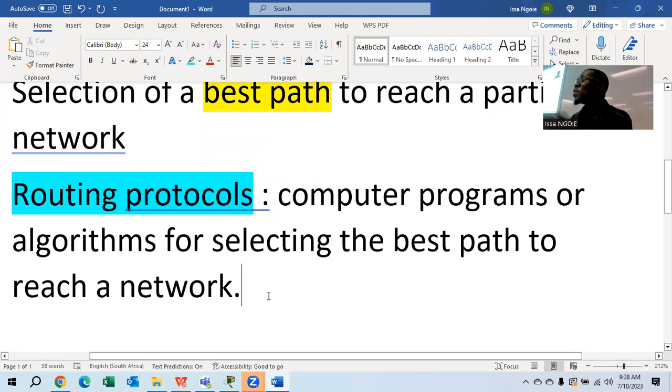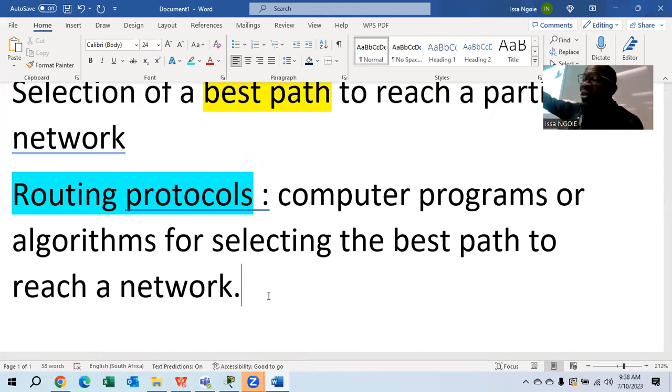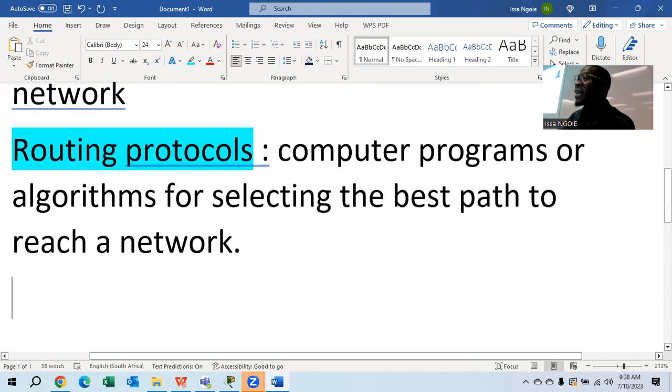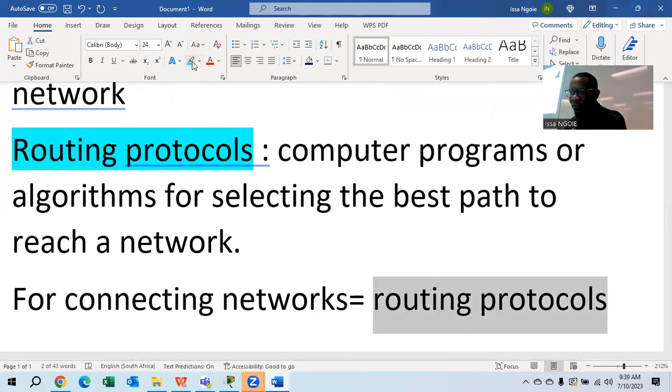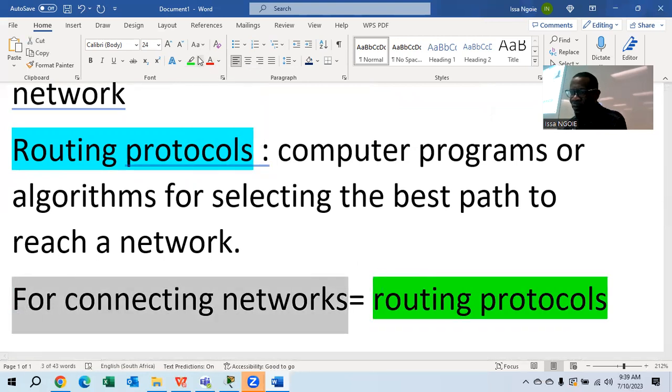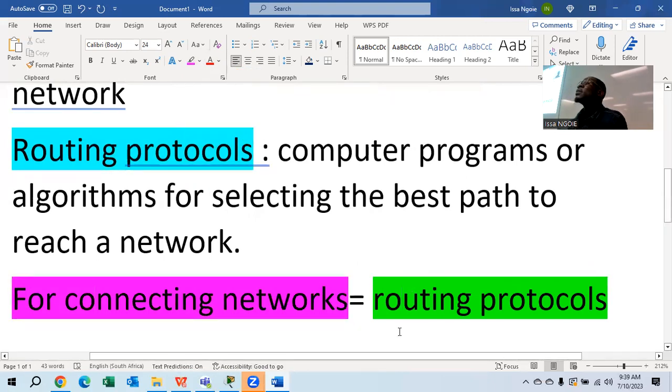We spoke about routing. Routing will allow you to connect networks or to reach networks. Now, you will need some computer programs. Those computer programs will allow you now to reach those networks, right? So we call those computer programs routing protocols, because there are a lot. So shortly, for us to connect networks, we will need what? Routing protocols. Is it clear? For connecting networks, only routing protocols can allow you to do so.